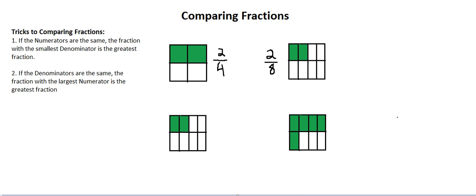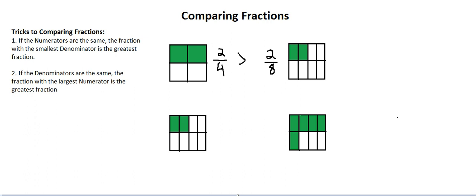So right here, my numerators are the same. So which denominator is smaller? The 4. So that would be the greatest fraction. So 2/4 is greater than 2/8. And if you look, these two shapes are the same, and a greater area, or more of it, is colored green here. So it makes sense that 2/4 is greater than 2/8.